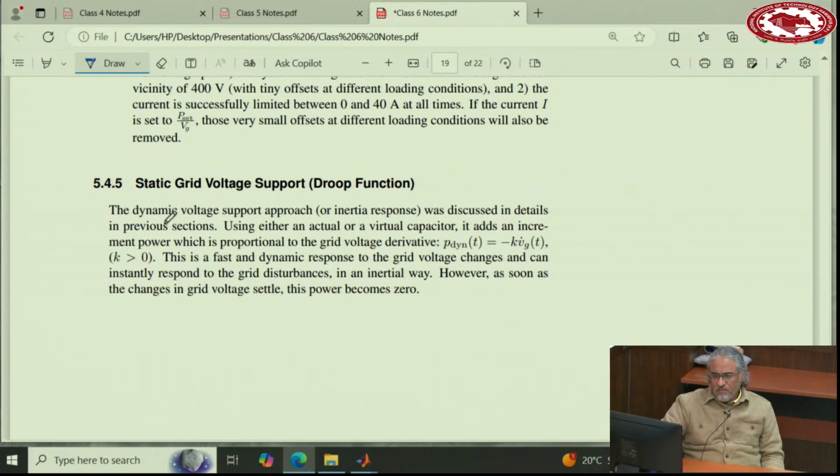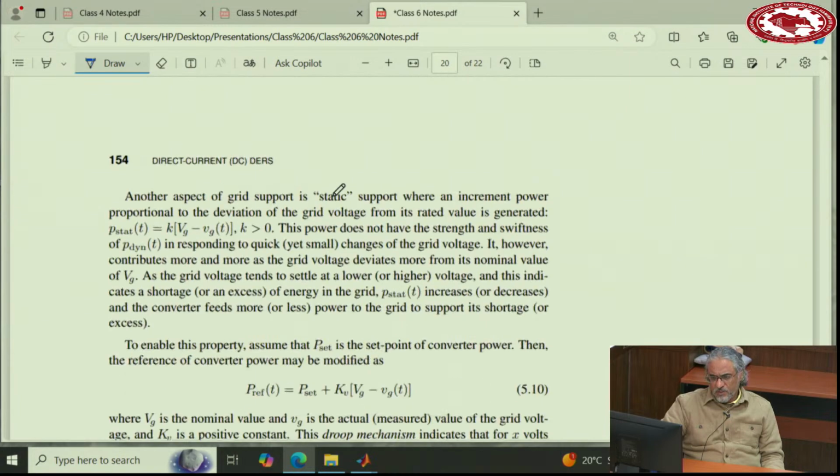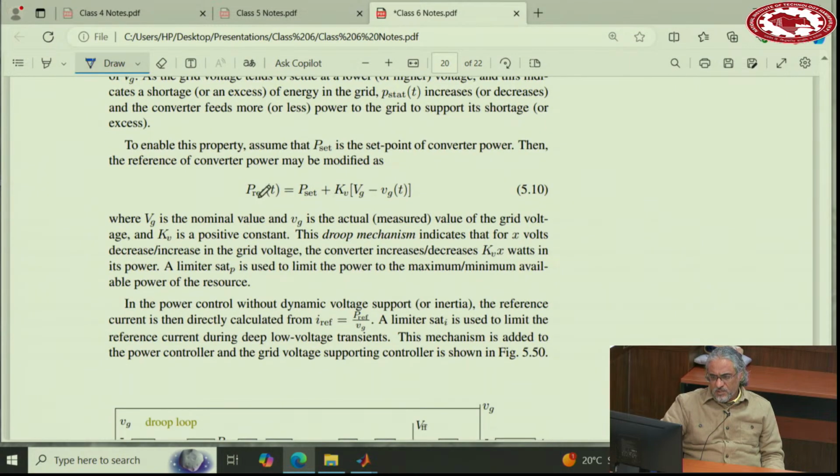So if you want to have a static support or droop support, the droop function, that is the mathematical expression. When the grid voltage is above the nominal value, the converter must keep absorbing power, even if it's constant. So there should be some place to store this energy, right? And if it's lower, it should keep supplying.